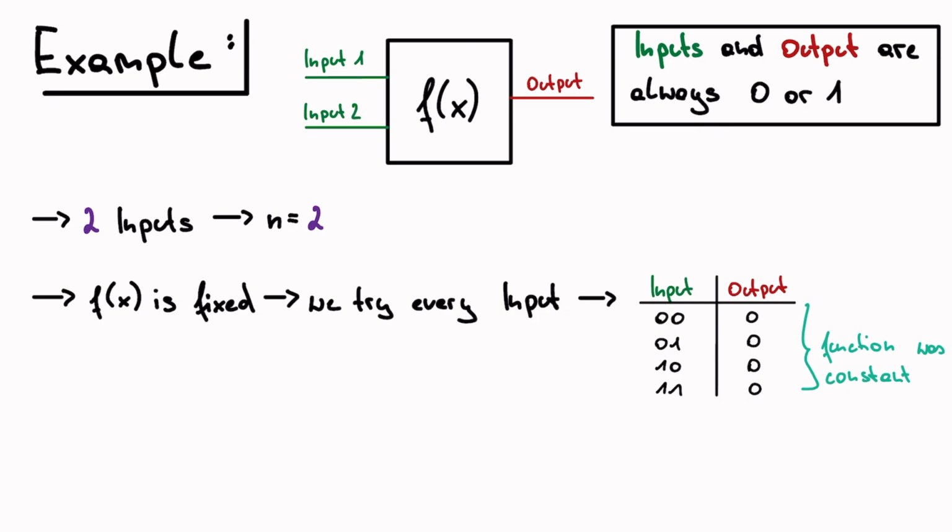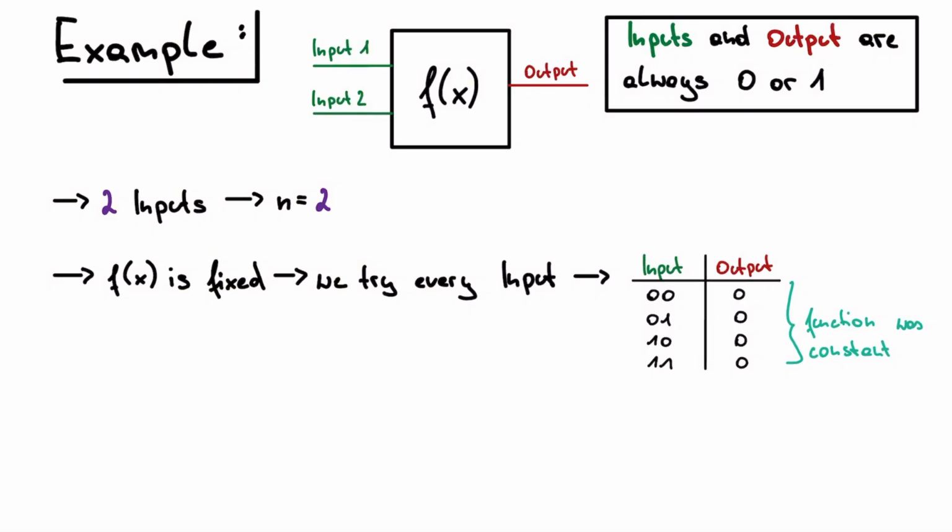That function is now fixed. Then we start testing inputs. We send in 0,0, and the output is 0. We send in 0,1, and the output is again 0. We send in 1,0, again 0, and finally 1,1, still 0. So we can now clearly see the function is constant and it always outputs 0, no matter what we put in.